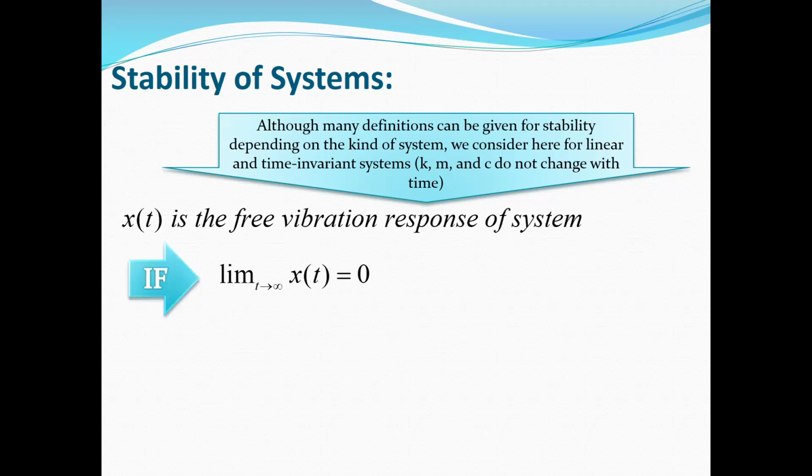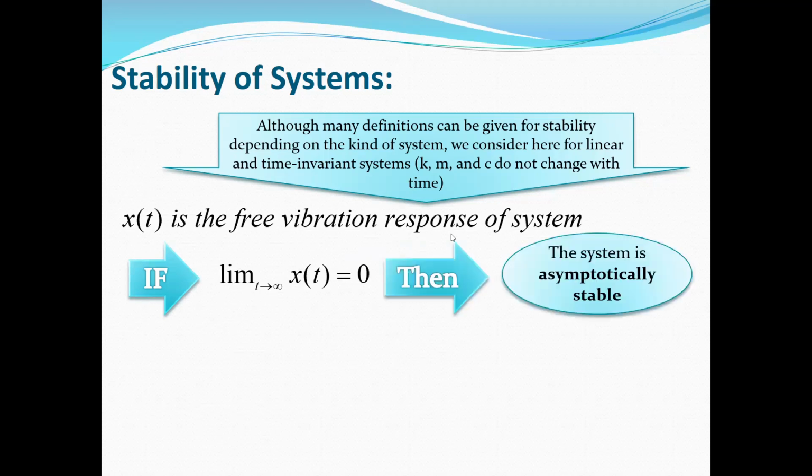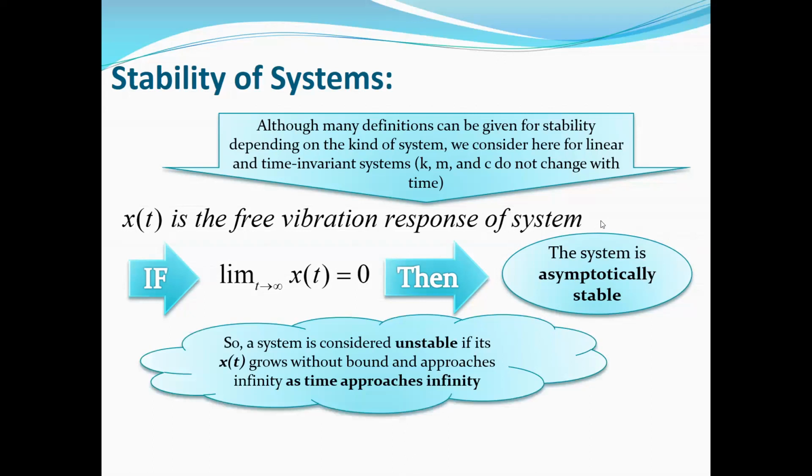Here we define the stability for a system with vibrating motion. If we assume that x(t) is the response of the free vibration, and the limit of x(t) as t goes to infinity is equal to 0, we can conclude that the system is asymptotically stable. By using this criterion, we can define stable and unstable systems.